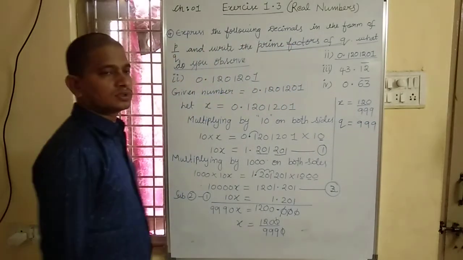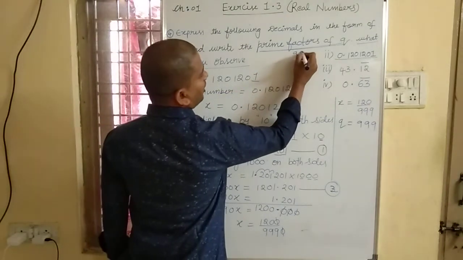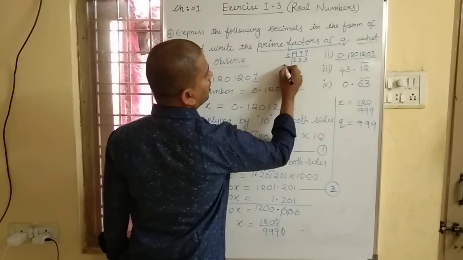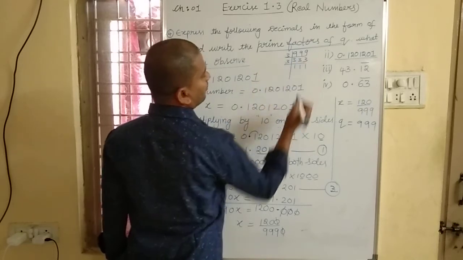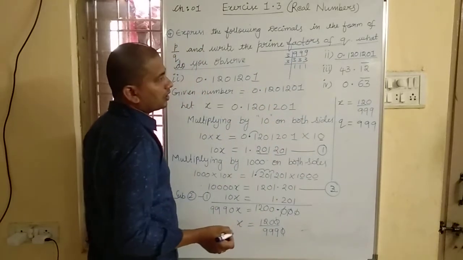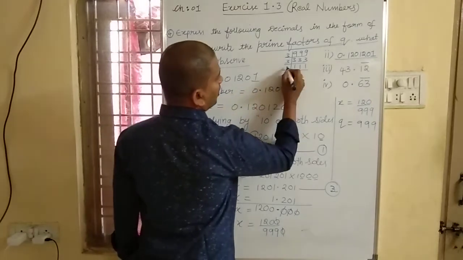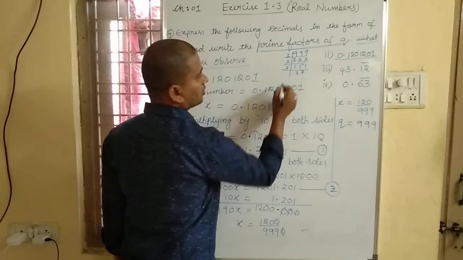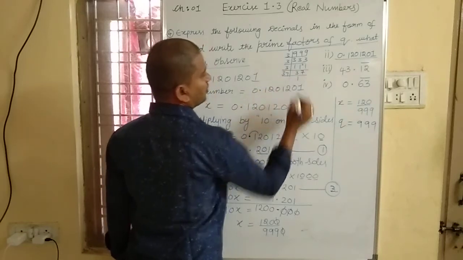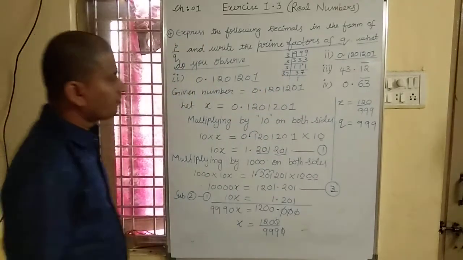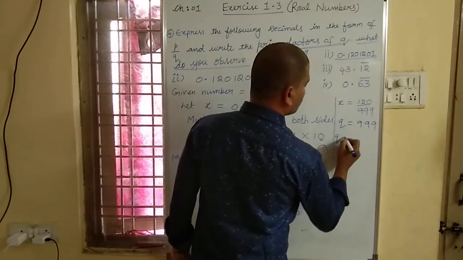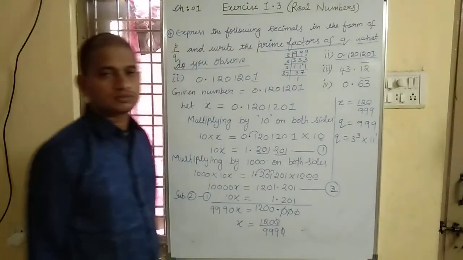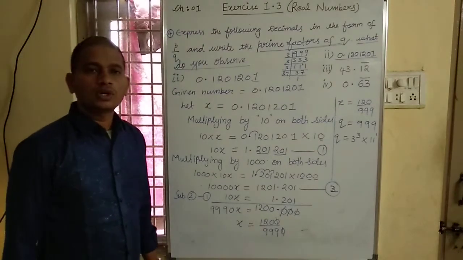999. So 999: 3 times 3 is 9, 3 times 1 is 3, 3 times 7 is 21, 37 ones are 37. So the prime factors of q are what? q I can write as 3 cube into 37 power 1.